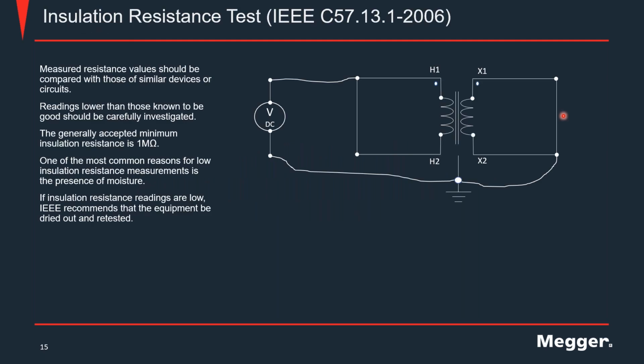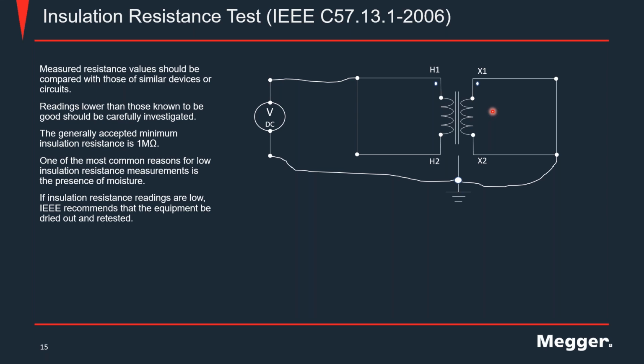Now, the first test that we are going to discuss is the insulation resistance test. As you can see here, we have connected a DC test set to the primary and the secondary. So in this case, what we are showing here is the measurement of the insulation resistance between the primary and the secondary. You can also, changing the connections, measure the insulation resistance between the primary and ground and the secondary and ground.